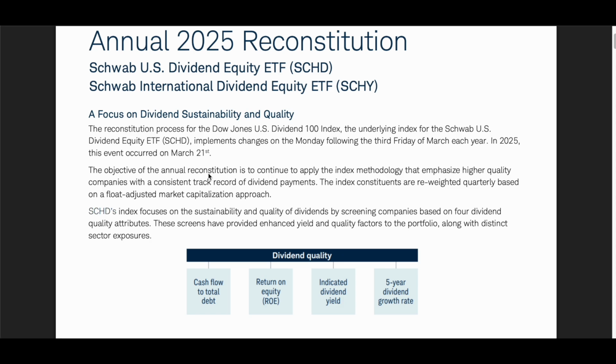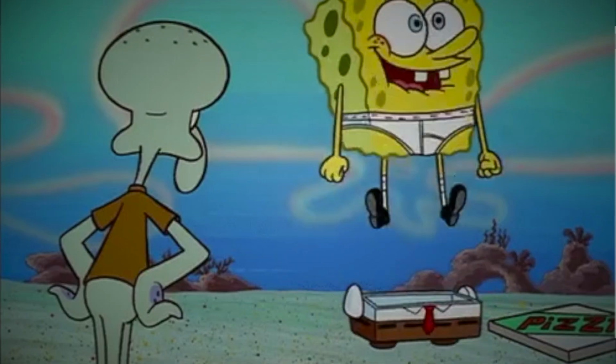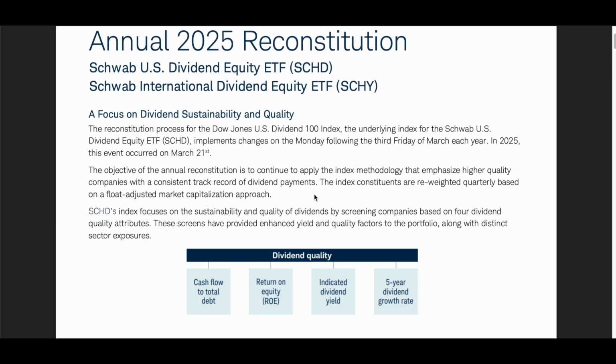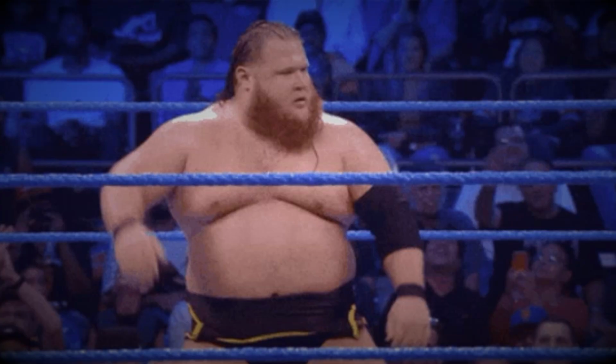So the objective of the annual reconstitution is to continuously apply the index methodology, and when they're picking their stocks, guys, they are going to be putting emphasis on higher quality companies with a consistent track record of dividend payments. They actually pick companies that actually make money. They actually have real profits. They're not harvesting Bitcoin and have tokens and are hoping to give you back your own money and call it a distribution or a dividend. This is an actual pure dividend cash payment from actual profits. Don't get those two confused. This is a real man's ETF.